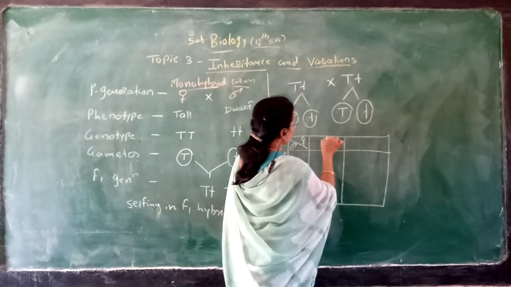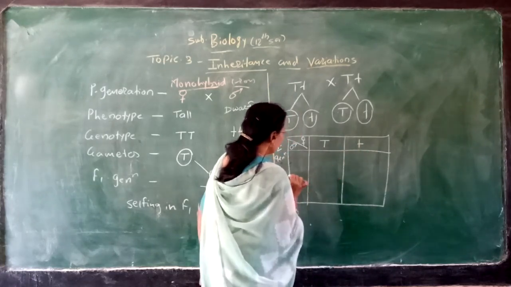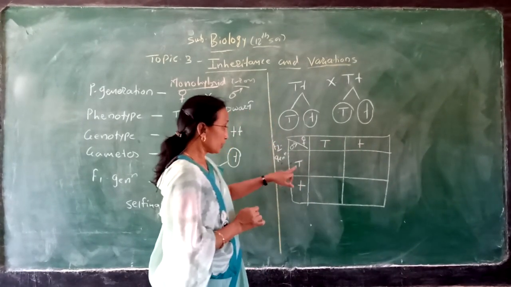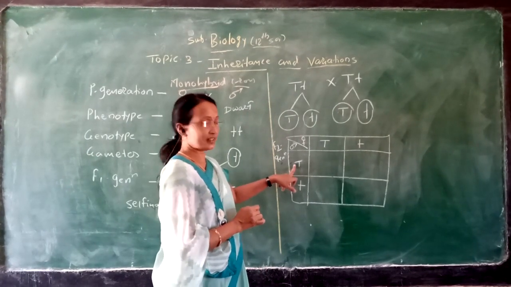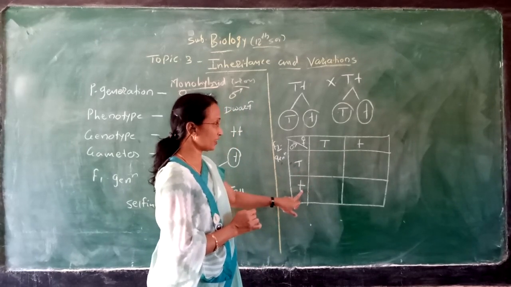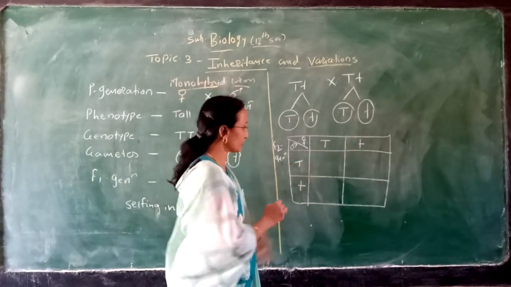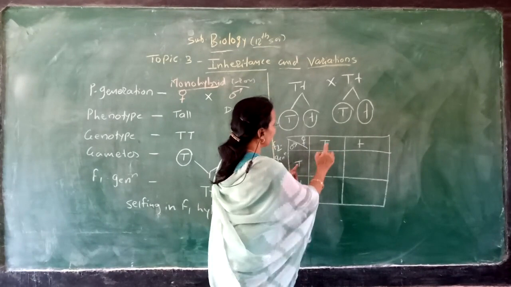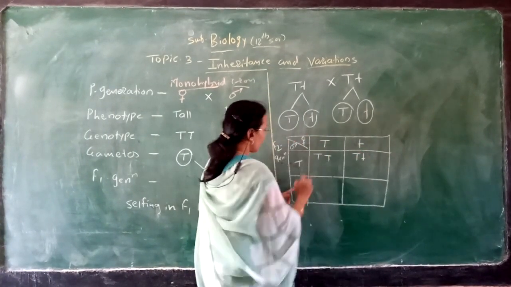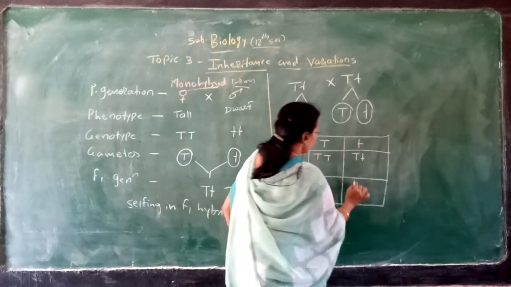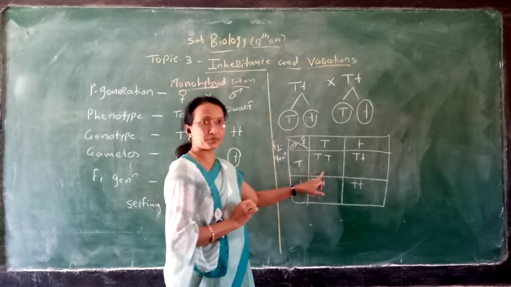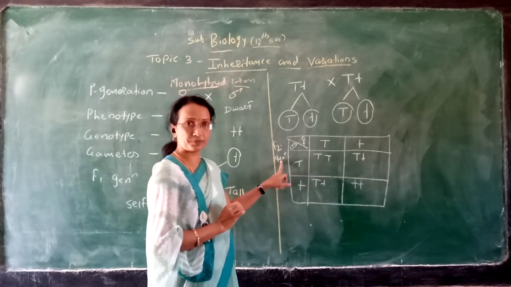Here gametes, capital T, small t, capital T, small t. First of all, this capital T is crossed with these two gametes, and then this small t is crossed with these two gametes. So, firstly, capital T capital T, then capital T small t, capital T small t, and small t small t. These are the genotypes of F2 generation.